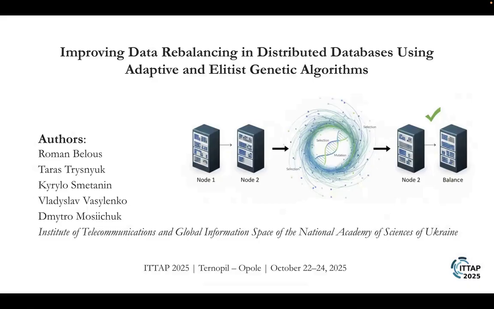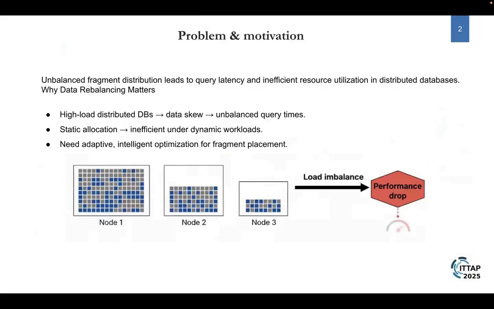Our goal was to create a method that dynamically redistributes data fragments among nodes using a genetic algorithm enhanced with elitism and adaptive crossover.